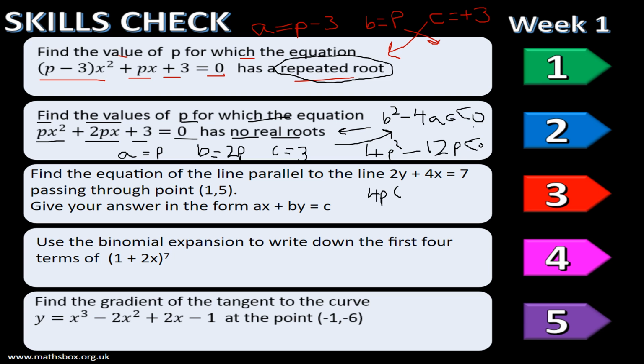Okay, but yeah, so 4p times what makes 4p squared? Well, that'd be p. 4p times what makes minus 12p? That'd be negative 3. Okay, that's going to be strictly less than 0.